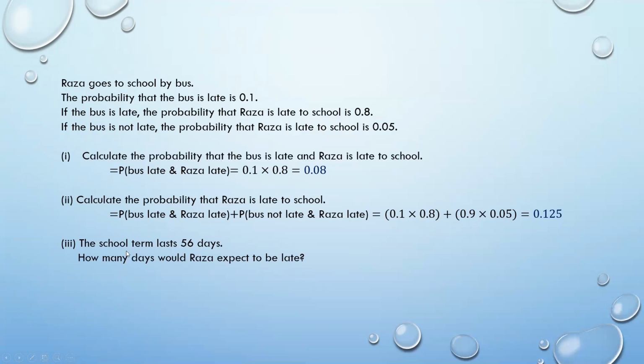Next one. The school term has 56 days. How many days is Raza expected to be late? You can get it from here, because you know the probability that Raza is late. You have to multiply it with 56 days, which gives 7. This is actually relative frequency. Remember the one that I taught before? You multiply this, you get the answer. I know the probability is this one already, and now this is the total. You just multiply, and that means Raza is expected to be late 7 days out of 56.